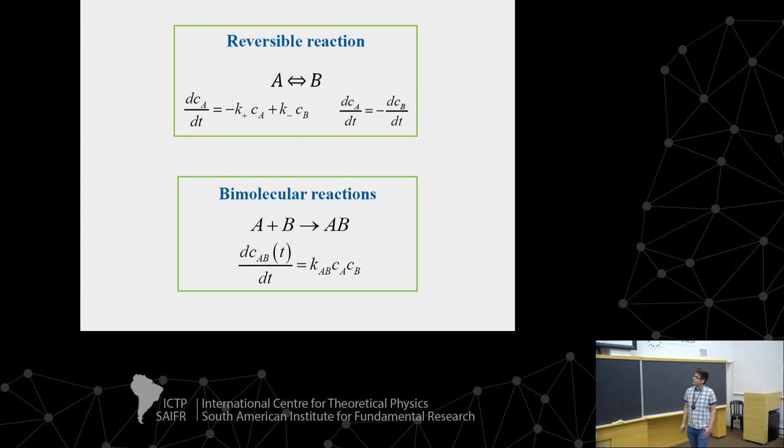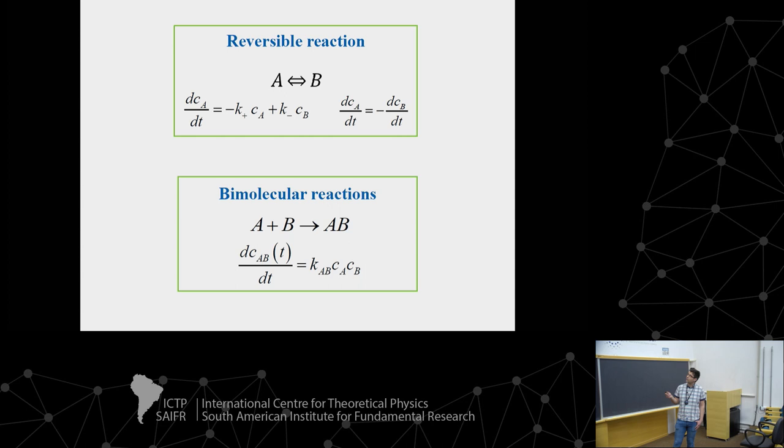Now our next thing, also simple, is a reversible reaction. So you have A going to B and then B going back to A. This forward rate is K plus, this reverse rate is K minus. And now how do we write the change of A with time? This is the derivative, dCA by dt. We have the forward rate, which means that A goes to B, so A is being lost, and it is lost with the rate K plus times CA. So this is the forward reaction.